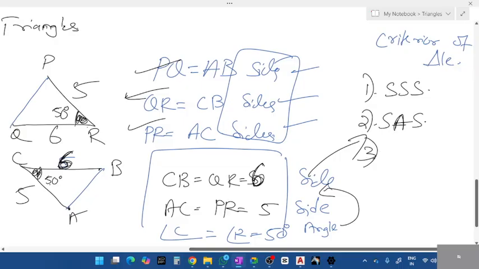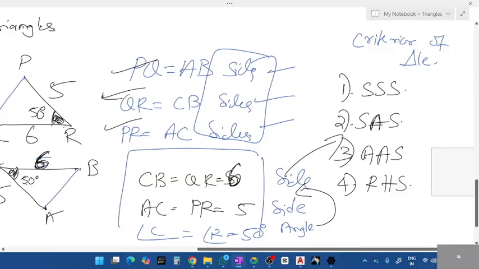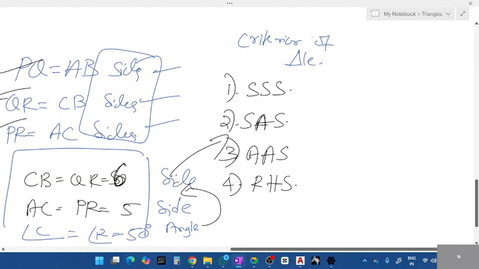Next criteria. Side, side, side, side, angle, side. Then you have, what's the other one? Angle, angle, side. Angle, angle, side. AAS stands for angle, angle, side. Fourth one is RHS, right angle, side. Okay, I'll explain all this. Right angle, side. These are the four things you have to find out. We have four criteria here.